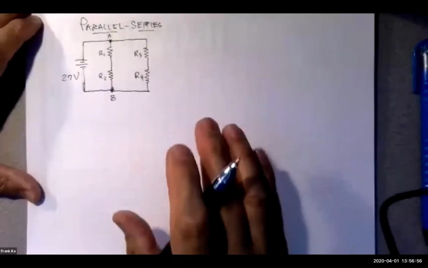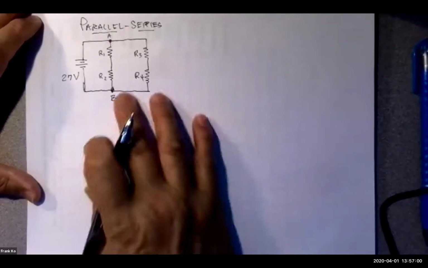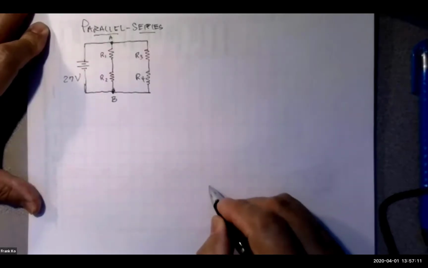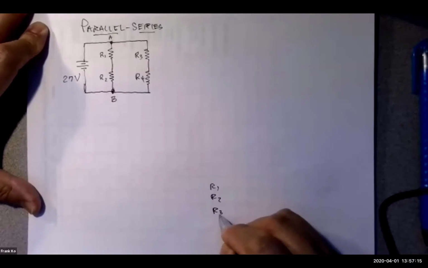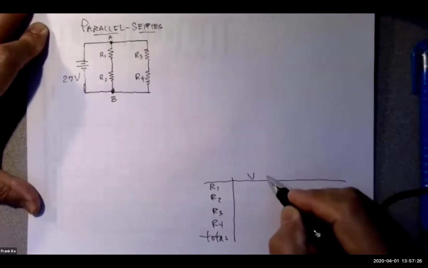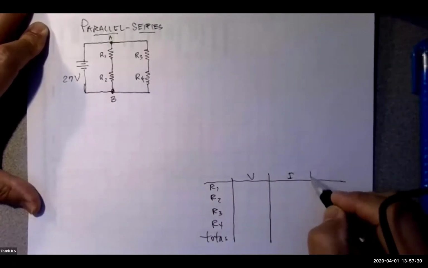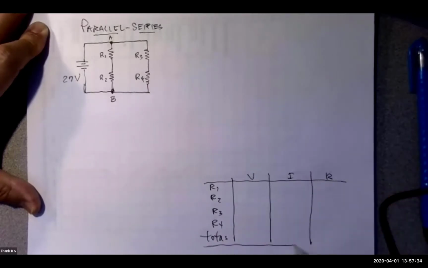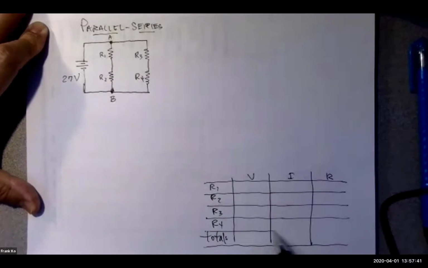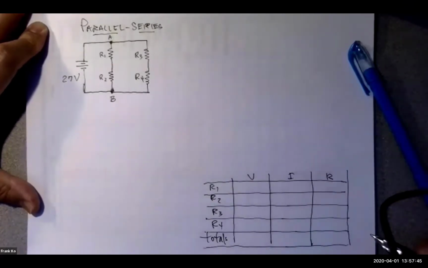Looks good. Okay, so what we're going to do is to show you how we go to analyze this circuit once I put in some resistor values for all of the considerations that we're going to be interested in. The considerations will be for R1, R2, R3, R4, and totals. And we would be interested in the following information: voltages for sure, currents for sure, and resistance as well. So there's our VIR chart.